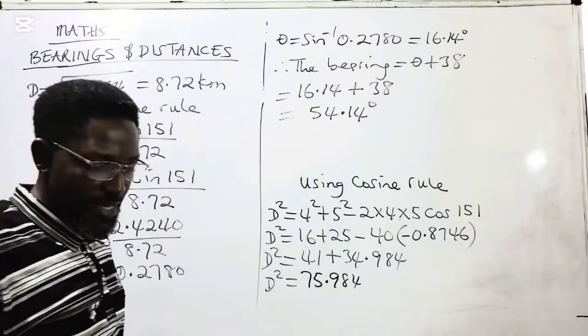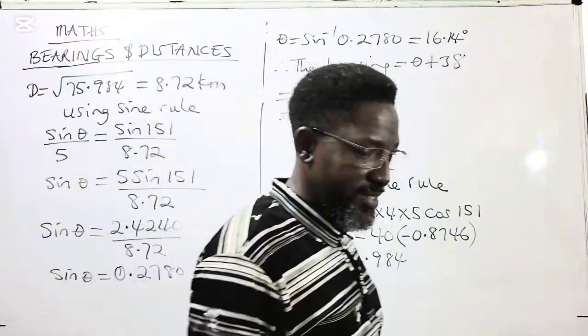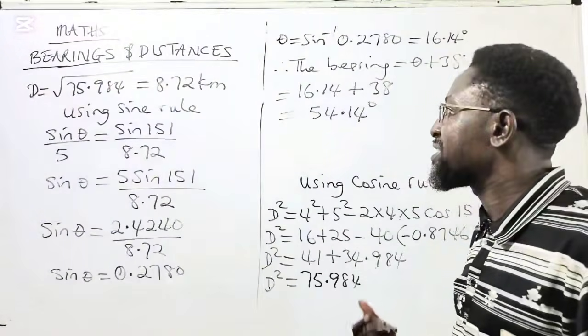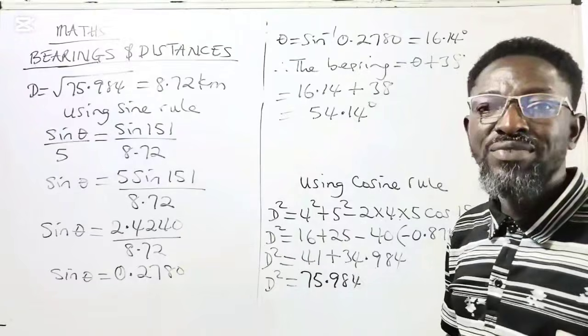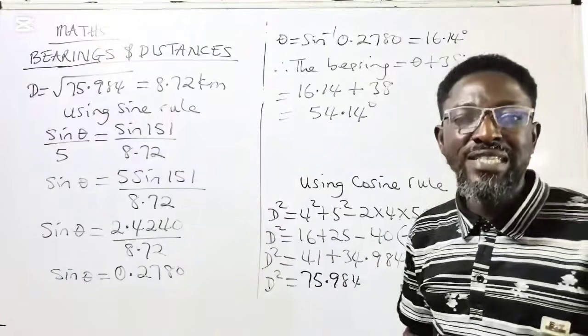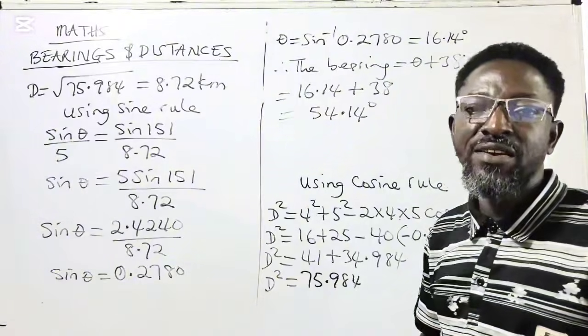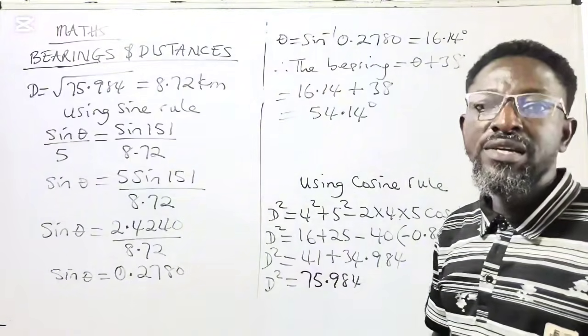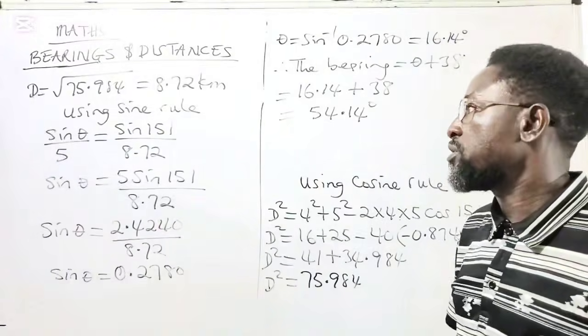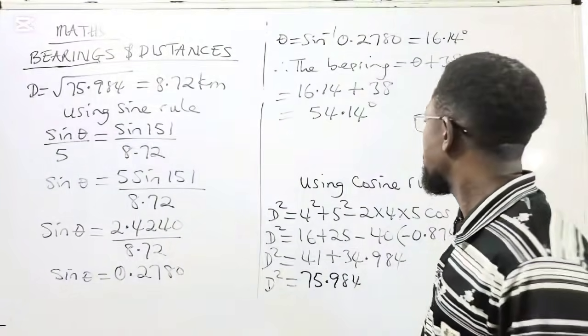Most times on bearings and distances, when we are looking for the bearing itself, we make use of the sine rule. And when we are looking for the side, we often make use of the cosine rule. So the most important thing is to learn to draw the diagram. If you can draw the diagram, then possibly you will be able to solve the question. Let's take a look at one more example.